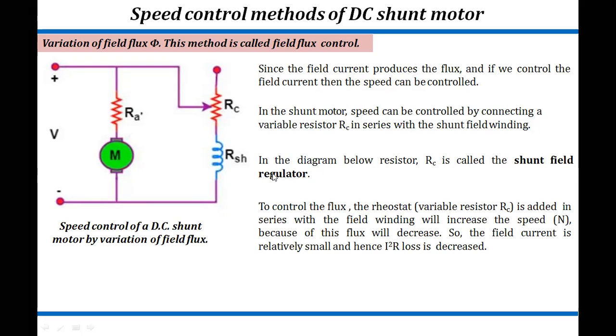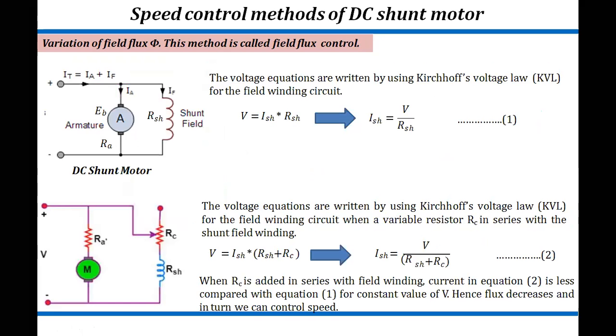We are calling it a regulator because it is variable. We can control its value. So to control the flux, this is also one type of rheostat. To control the flux, the rheostat is added in series with the field winding, and that will increase the speed, because we know how it is related to the flux.